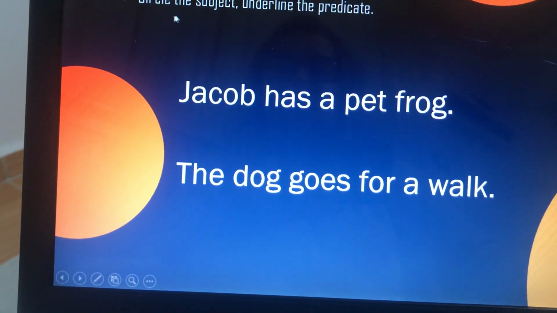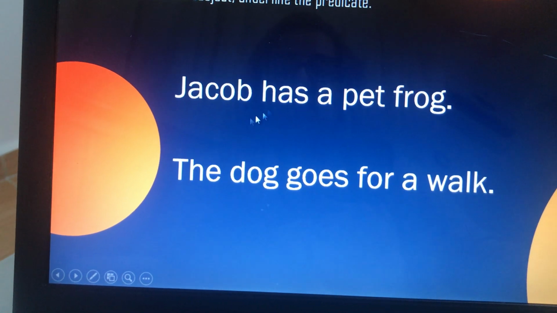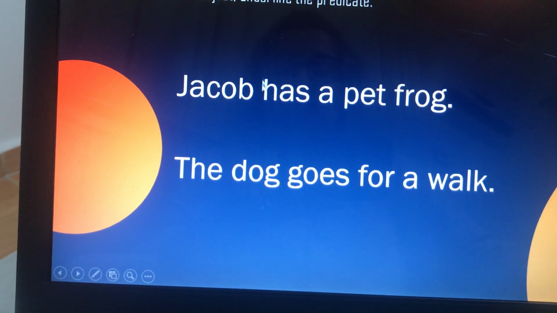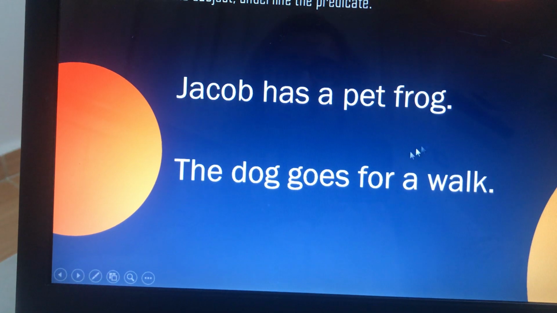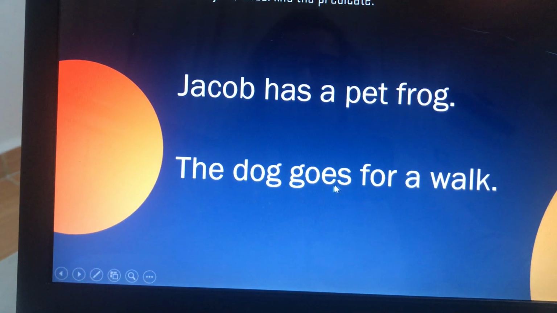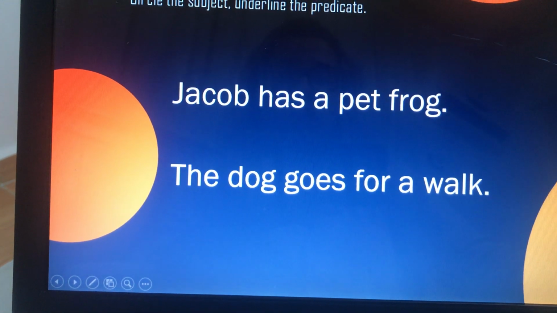Sorry. Circle the subject, underline the predicate. The subject is Jacob, has a pet frog is the predicate. The dog goes for a walk. The dog is the subject. We circle it. Goes for a walk is the predicate.